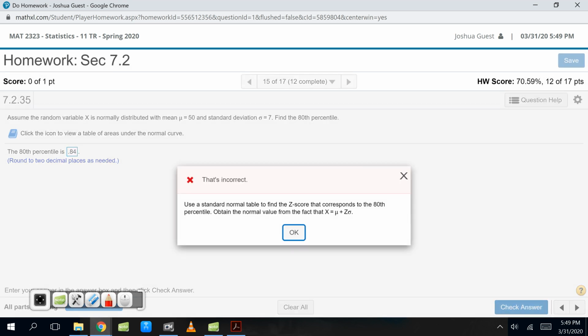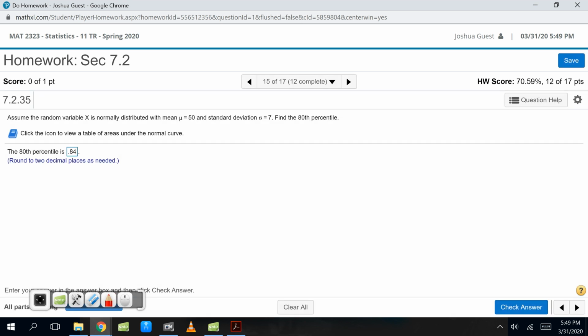All right, so then what did I do wrong? Obtain a normal value to the fact that x equals mu plus z sigma. Oh, I did the z-score. It doesn't want the z-score. It wants the actual x value. I'm sorry, I did the z-score, okay? So the z-score is 0.84.